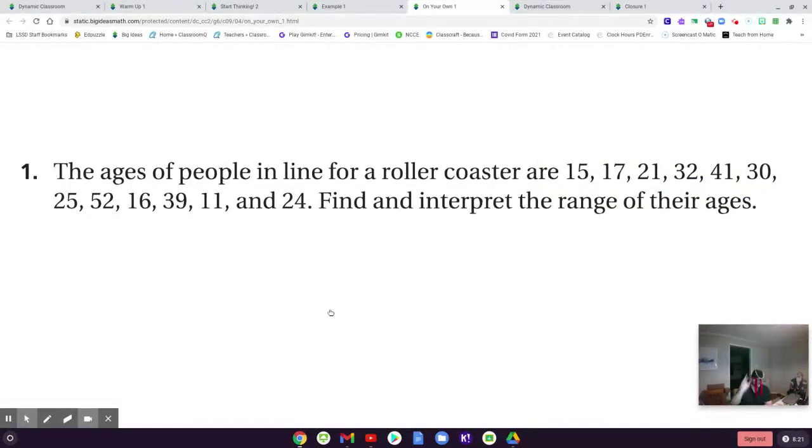All right, one more example of range. The ages of people in line for a roller coaster are listed there. Find and interpret the range of their ages. So what is the range in ages of people in line for the roller coaster?